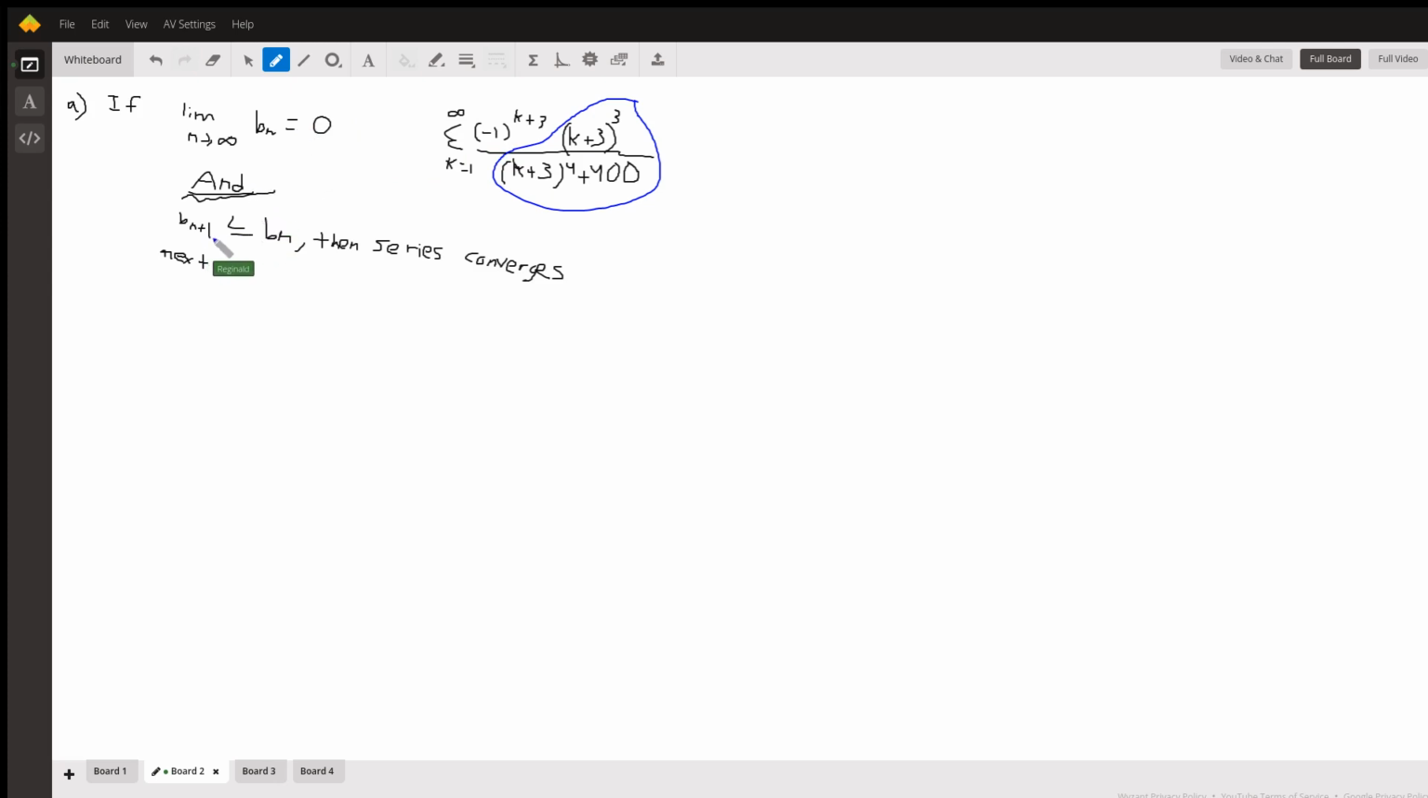Now, the question is: is the next term always going to be less than or equal to the current term? If this holds true, then this series converges. It is bottom heavy, so it's going to constantly decrease. So both of these conditions are met, this one is met and this one is met. That's why this series converges. So that's the answer to the first part.